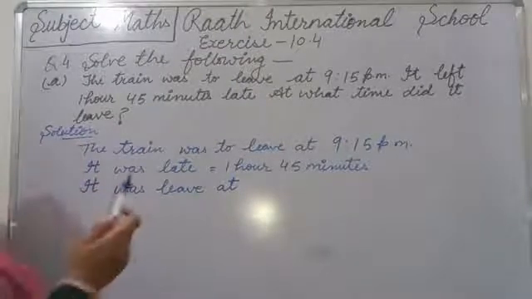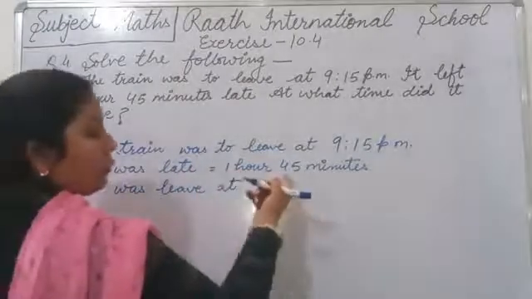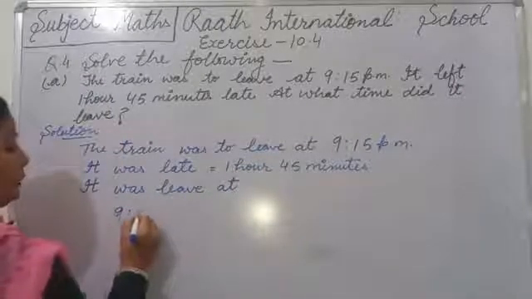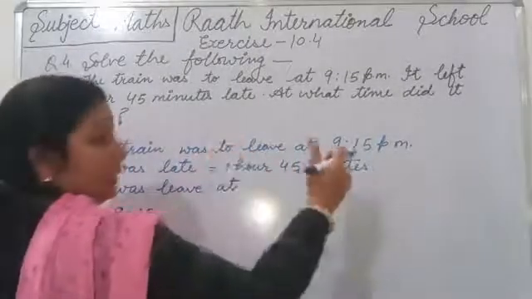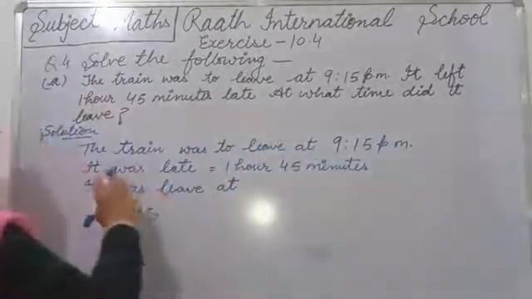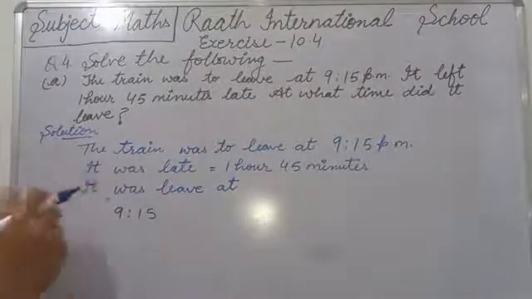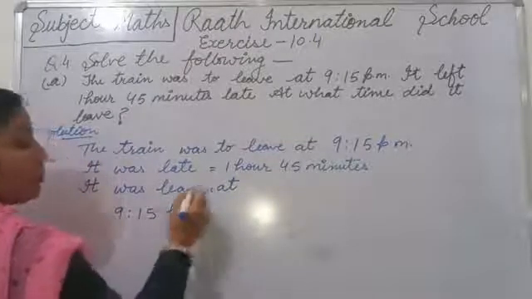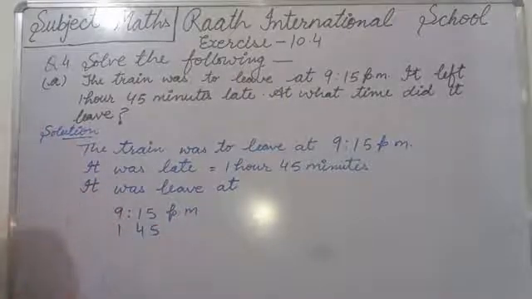Okay, so for that what will we do? We will do plus. So 9:15 p.m. plus 1 hour 45 minutes. So here we will do plus. The first sentence is done: the train was to leave at 9:15 p.m. Then it was late 1 hour 45 minutes. So it was leave at, at what time will it leave. Okay, so for that 9:15 p.m. plus 1 hour 45 minutes. So in hour 1, in minutes 45. Now we will do plus.